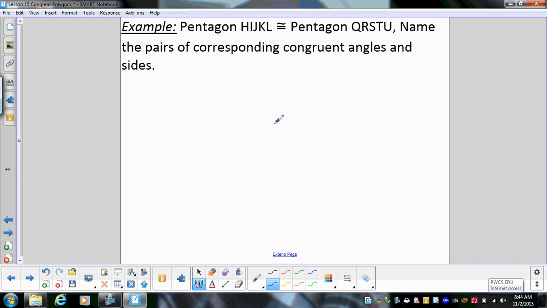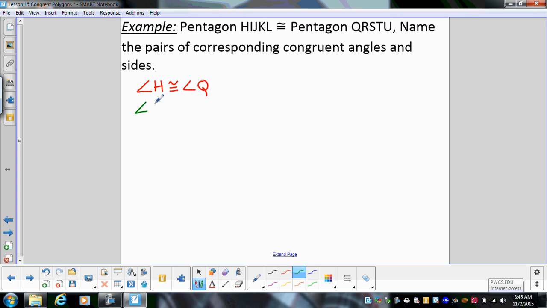So knowing how the names work and how they tell you about the angles and the sides, if I have 2 pentagons, so 2 5-sided polygons, and I know they're congruent, I don't even need to see their pictures. I can just look at their names and know which angles should be congruent and which sides should be congruent. So I see that H and Q are the first letters in these pentagons, so angle H is congruent to angle Q.